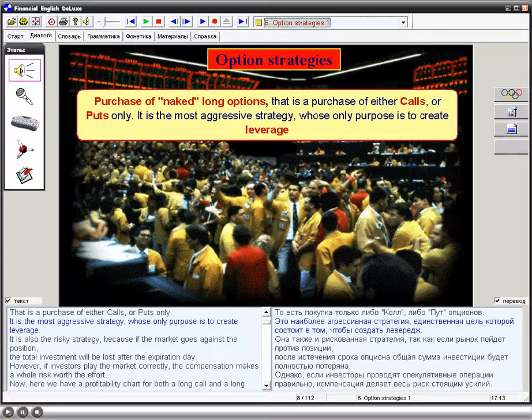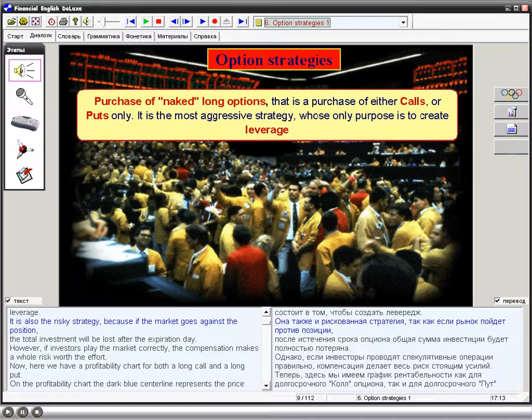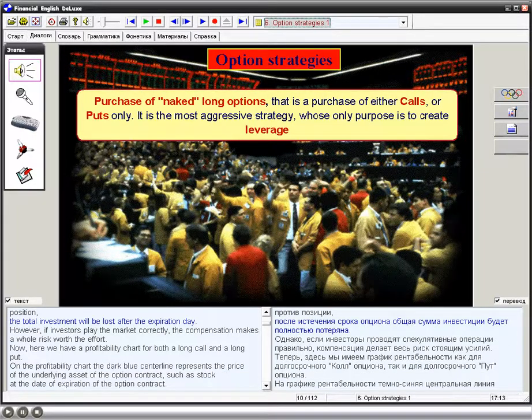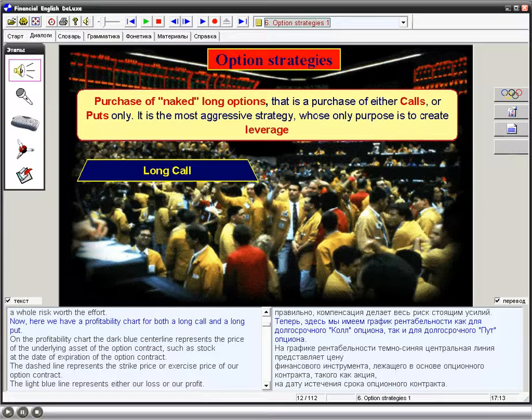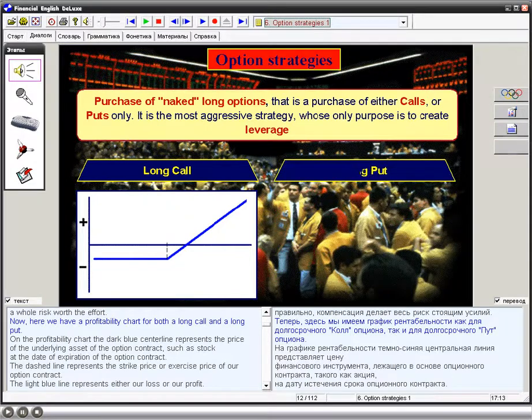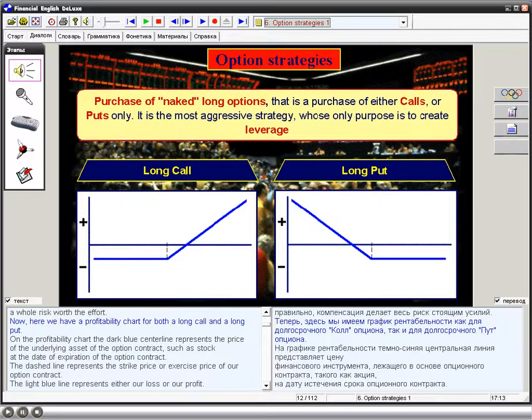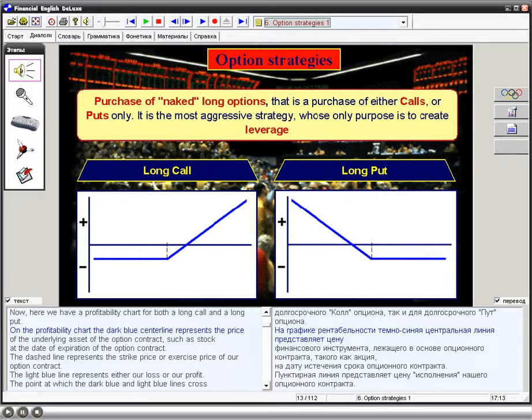It is the most aggressive strategy whose only purpose is to create leverage. It is also the riskiest strategy because if the market goes against the position, the total investment will be lost after the expiration date. However, if an investor has played the market correctly, the compensation makes the whole risk worth the effort. Now, here we have a profitability chart for both a long call and a long put.